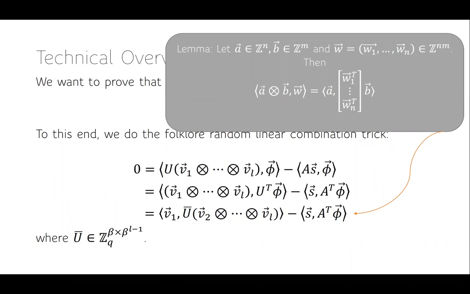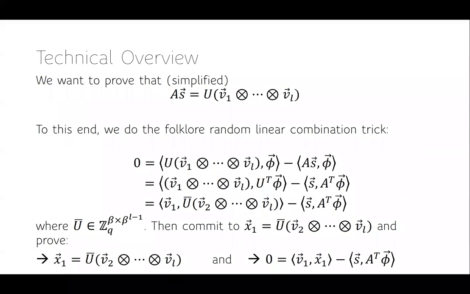So to use this lemma, well, we set A to be V1. We set B to be V2 tensor up to VL, and W is the U transpose phi. So we get the U bar. Okay, so now the idea is that we'll commit, well, informally, we will commit to X1, which is that complicated term in the inner product, which is U bar times V2 tensor V3 up to VL.